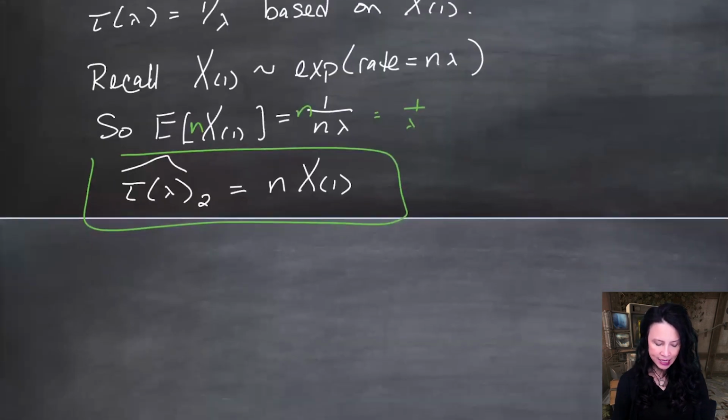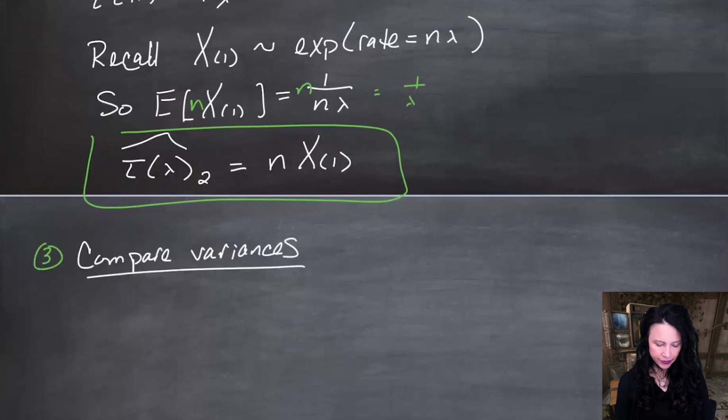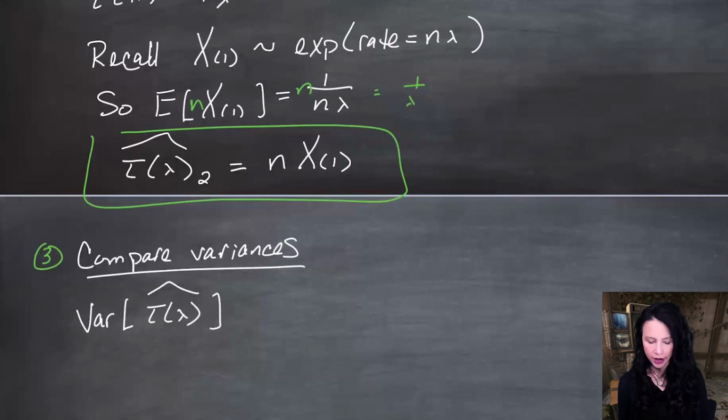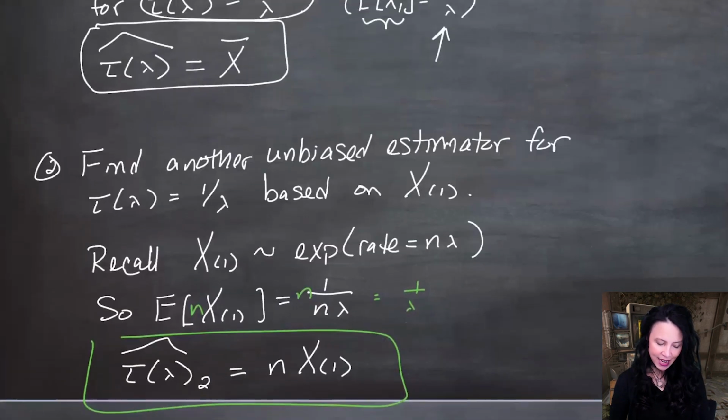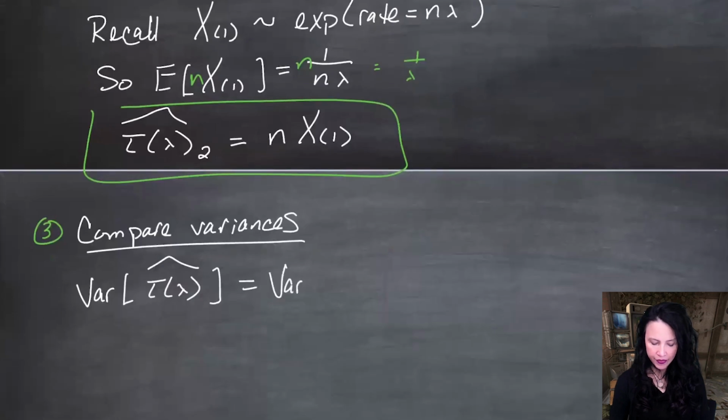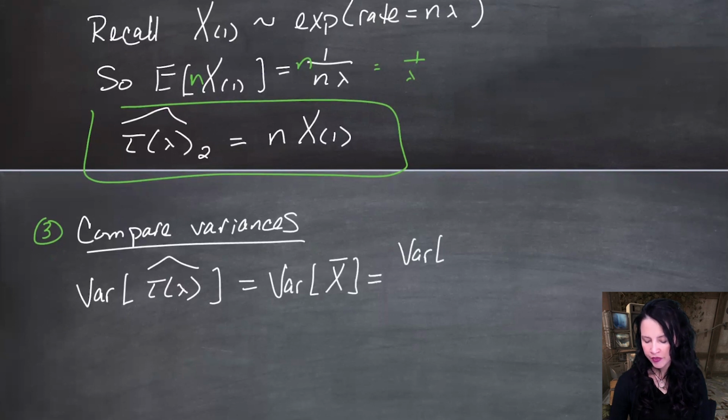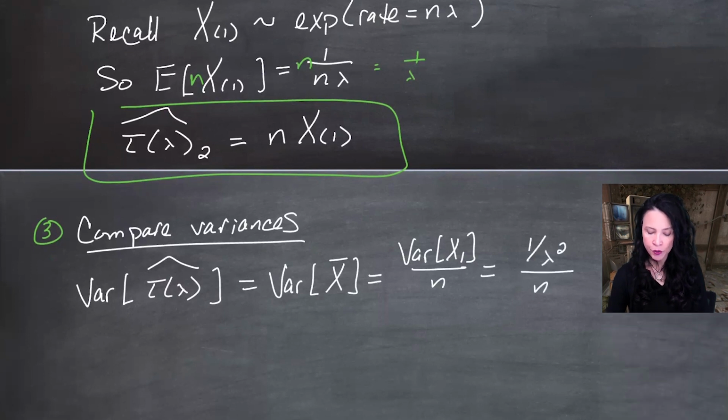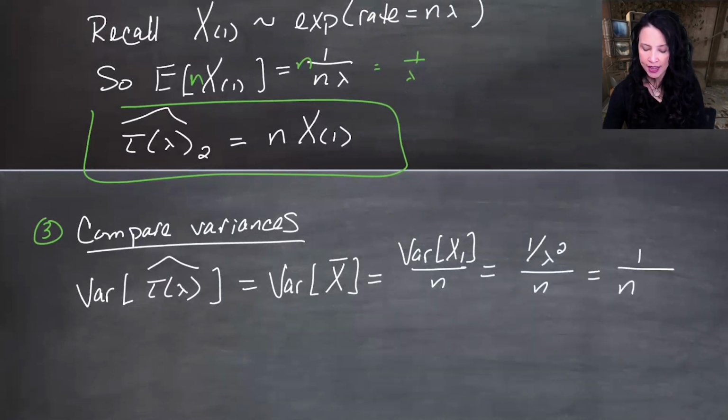Let's compare the variances. The variance for the original tau lambda hat, which you might call tau lambda hat 1, we do have a tau lambda hat 2, is, so that estimator was just x bar. So this is going to be pretty quick because we know the variance for x bar is the variance for one of them over n. And if you look up the variance for the exponential in your table, or if you know it, it's 1 over lambda squared, over n. So we get 1 over n lambda squared.